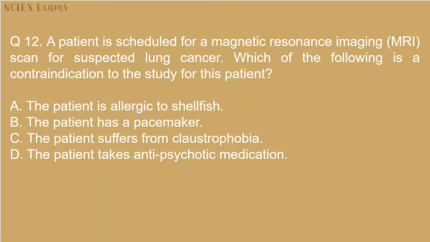Question 12. A patient is scheduled for a magnetic resonance imaging (MRI) scan for suspected lung cancer. Which of the following is a contraindication to the study for this patient? A. The patient is allergic to shellfish. B. The patient has a pacemaker. C. The patient suffers from claustrophobia. D. The patient takes antipsychotic medication.